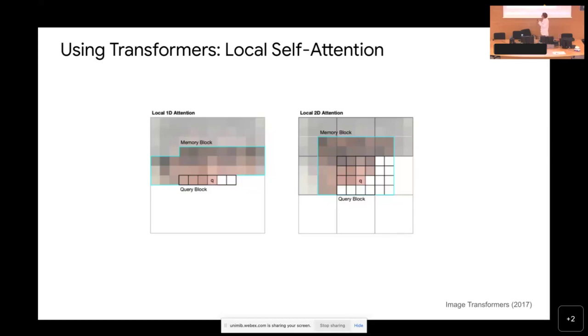The reason you need to do this is because of the way self-attention is defined. It's very difficult to do local self-attention that slides by each window like a convolution efficiently. It's very hard to implement. So basically, you have to cut up the image into memory blocks and query blocks, and then attend with them separately.